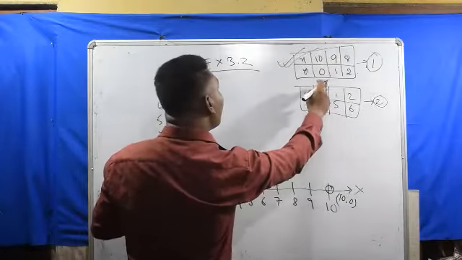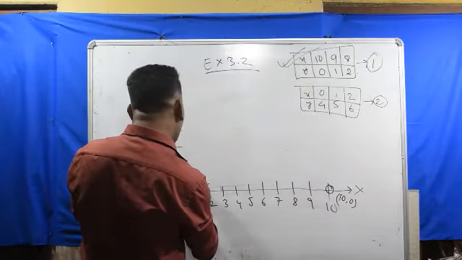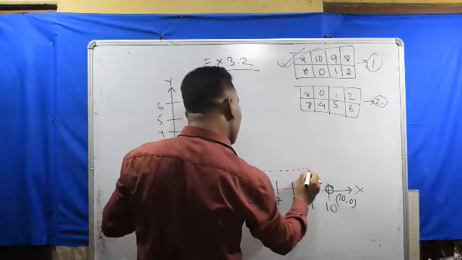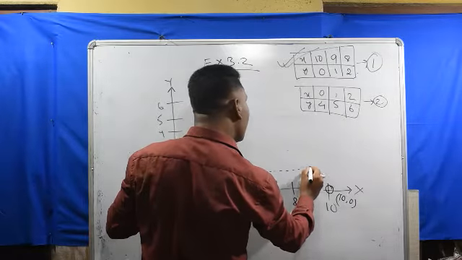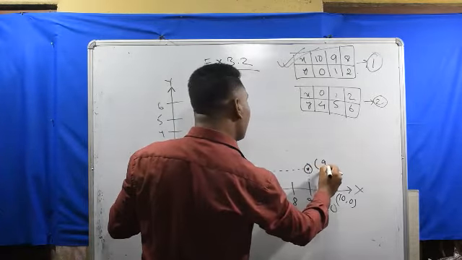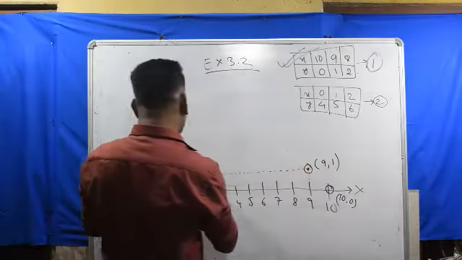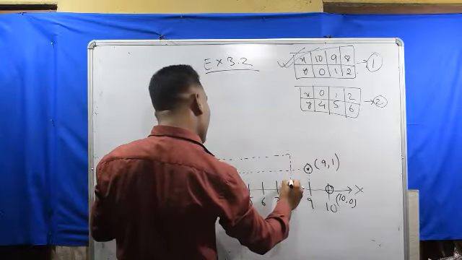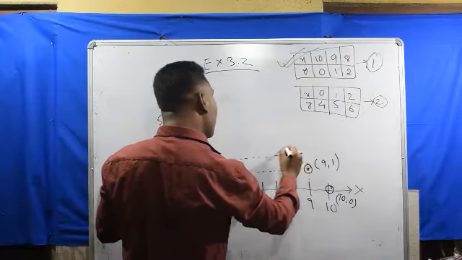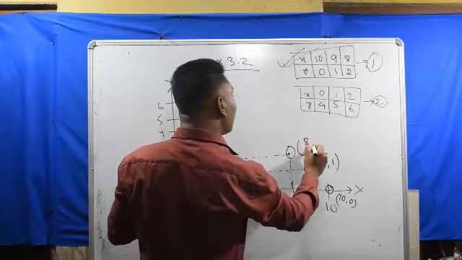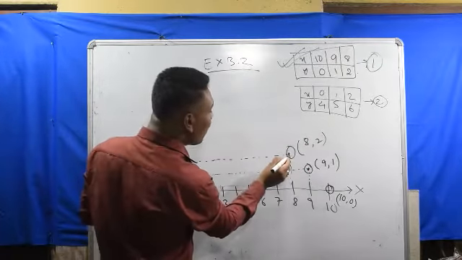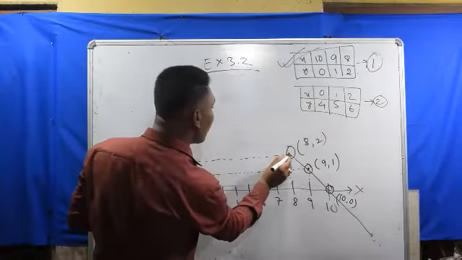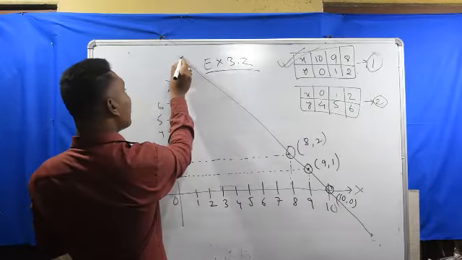For the first plotting, for the value of y as 1, the value of x is 9. Somewhere here. So I write 9, 1. For the second plotting, we get 8, 2. So you can join these and form a straight line.